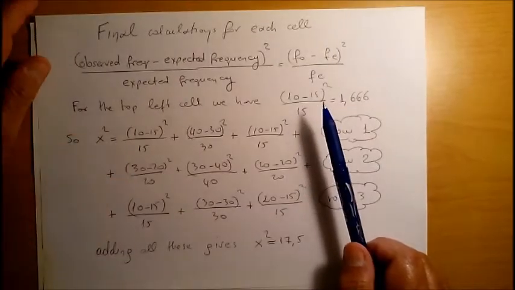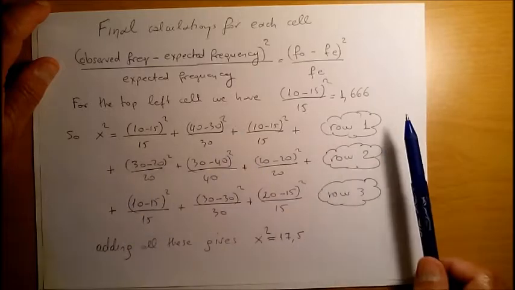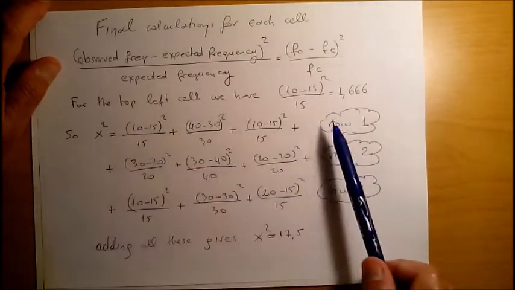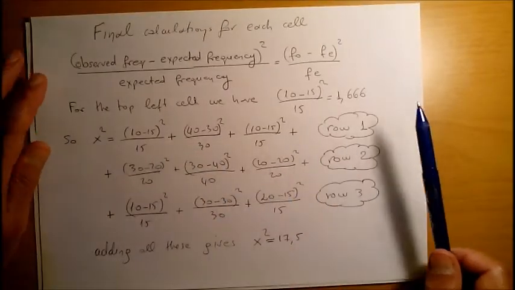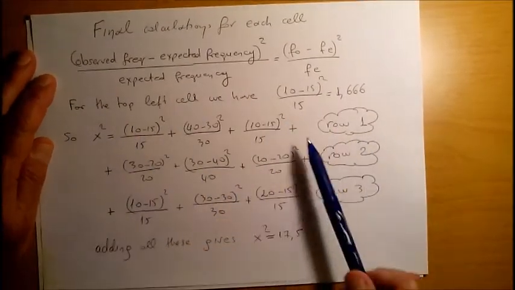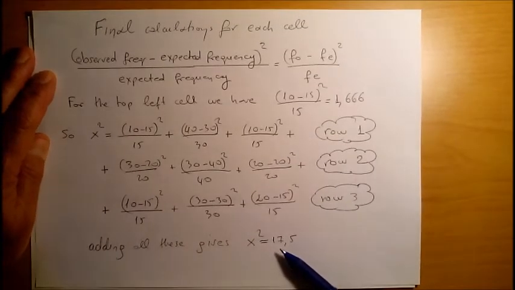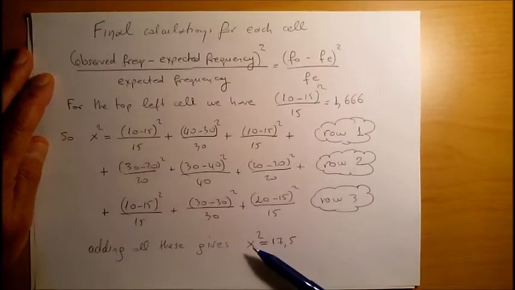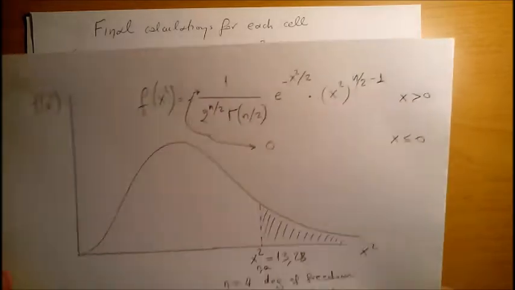We'll do this for all cells. This is our final step. Now, if we add all these results for the 9 cells, it gives chi-squared equals 17.5. This is our calculated chi-squared. Now let's go to the final step.